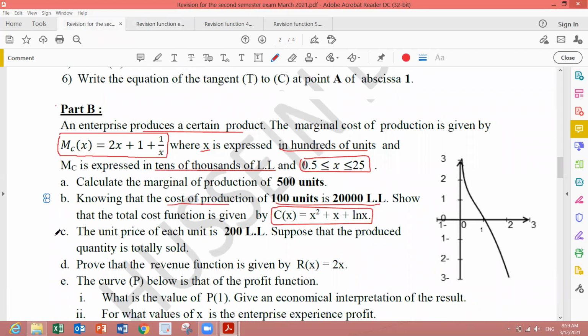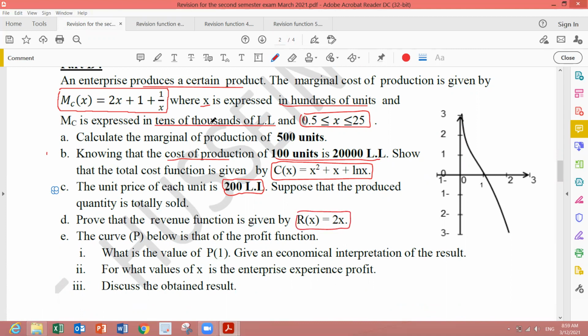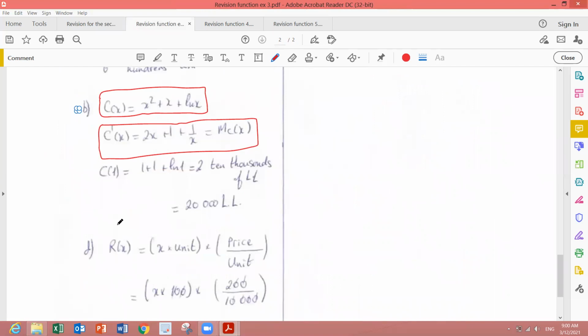Part C. The unit price of each unit is 200 Lebanese lira. Suppose that the produced quantity is totally sold. Prove that the revenue function, this is not a question here. Part D, prove that the revenue function is given by R of x equals 2x. Revenue equals x times the unit, which is 100, times the price, which is 200 over 10,000, we will get 2x. So the revenue is given by this rule.